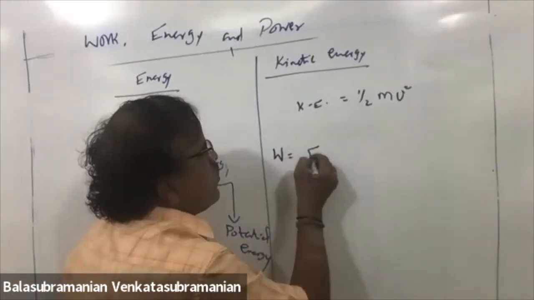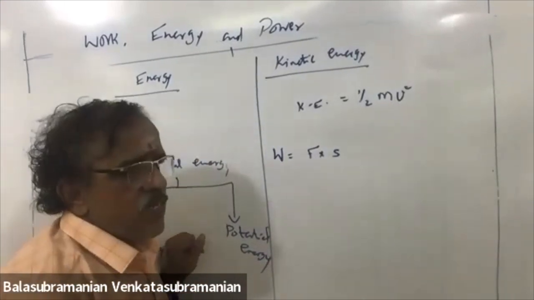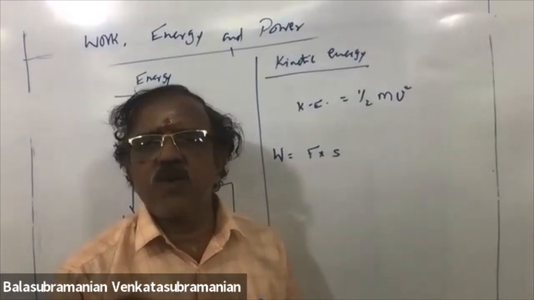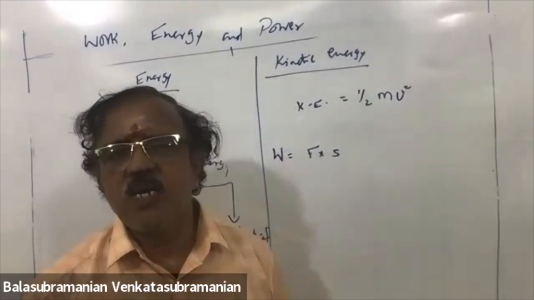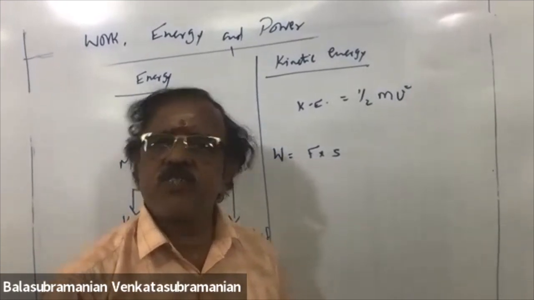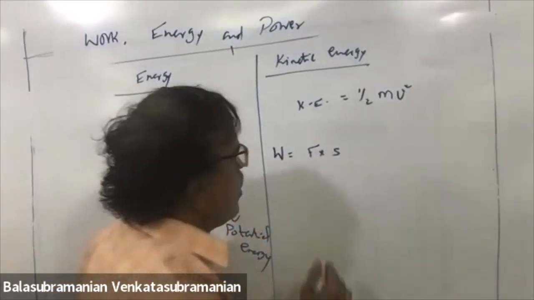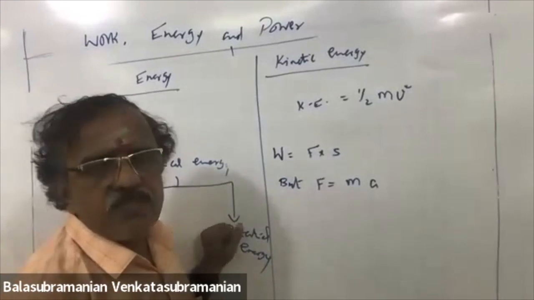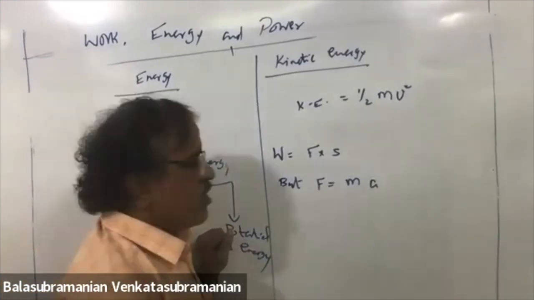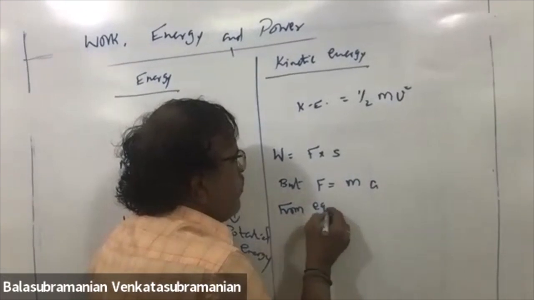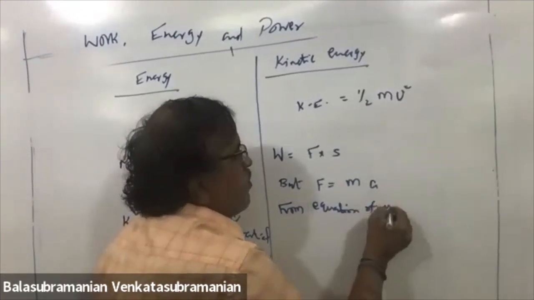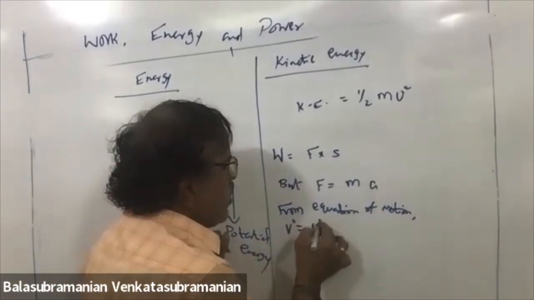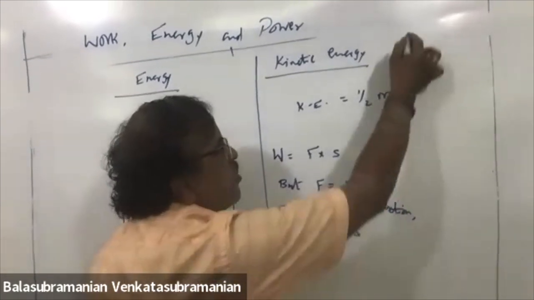Work done formula is force into displacement. Assume the body is moving along the direction of force, so theta is equal to 0 here, so cos 0 is 1. F r or F d or F s, everything is work done. By Newton's second law, we know F is equal to ma. From equation of motion, we know V square is equal to U square plus 2as. One equation we have.